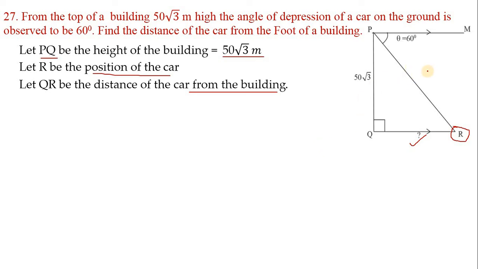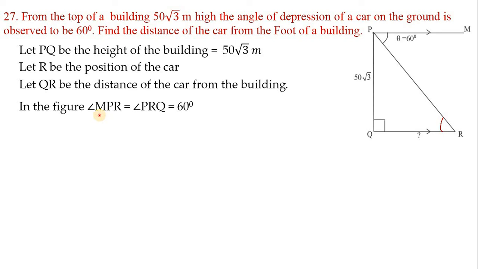Now in this figure, you can easily observe that this angle MPR is 60 degree. They have only given that, the angle of depression. So this angle is equal to this angle, because these two lines are parallel. They have mentioned here, these two are parallel. Hence this angle will be equal to this angle, because of alternate interior angles. Hence this angle will become 60 degree. So angle MPR equals angle PRQ equals 60 degree. This is the reason.